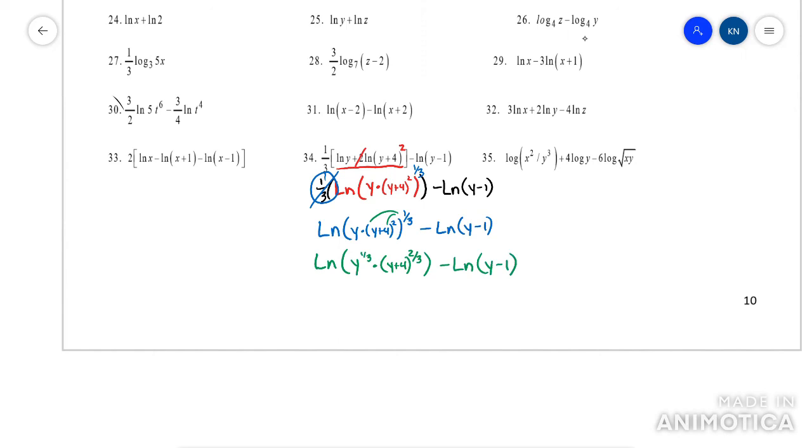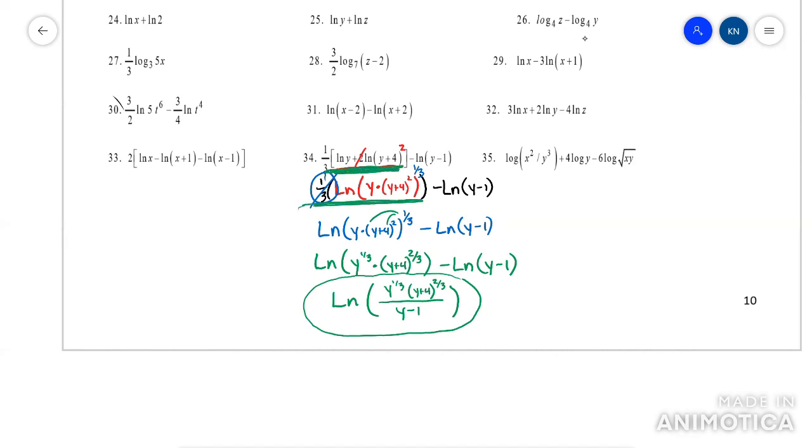And now that I've simplified all that, I can group these two lns. It's a minus in the middle, so it's a divide. So it's like y to the 1/3 y plus 4 to the 2/3 over y minus 1. And I'd probably leave it like this. So that's how you would do that. You have to do this red grouped part first, then you can handle the 1/3, then you distribute that 1/3, then you can handle both of the ln sections.